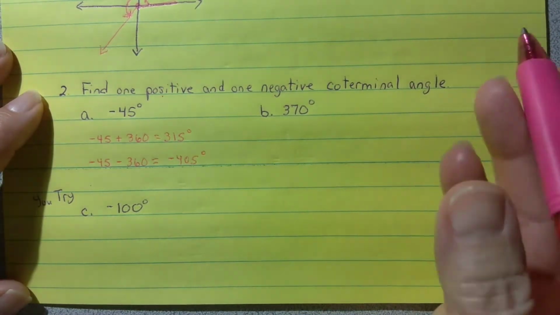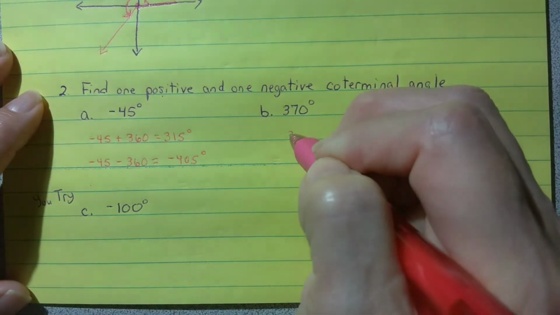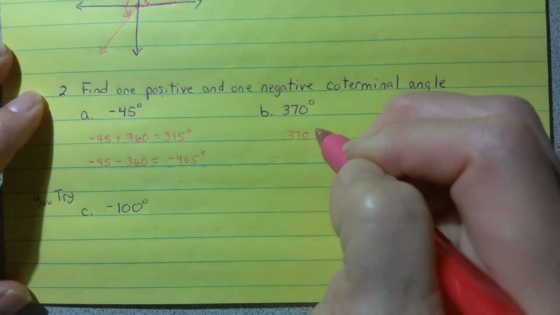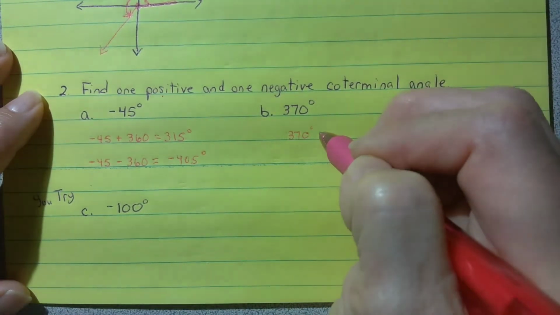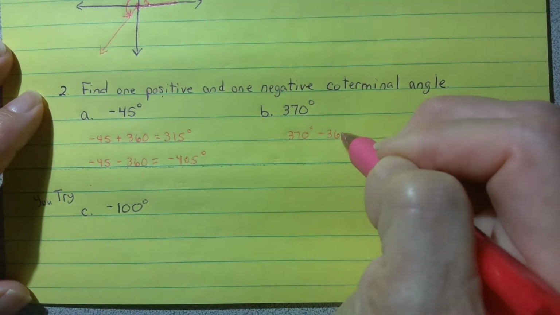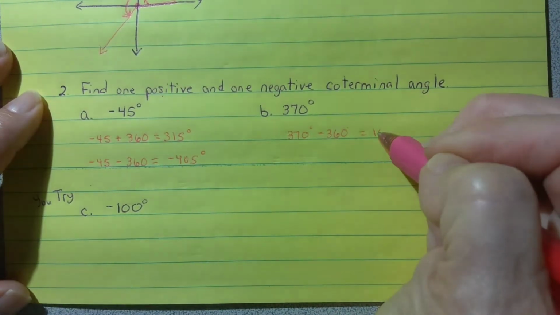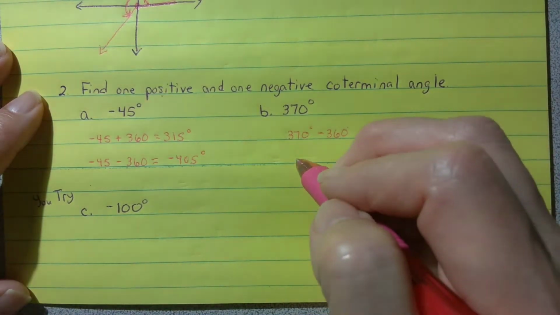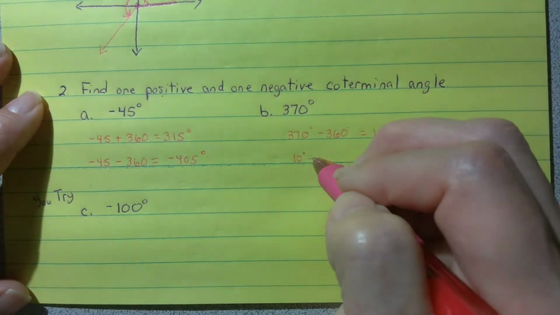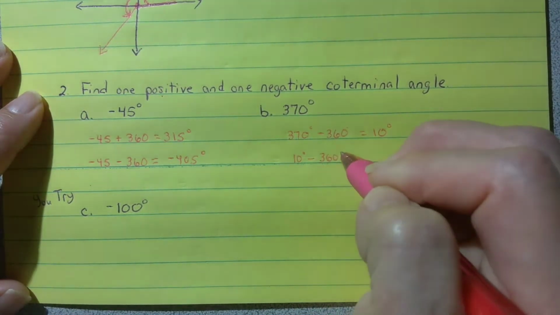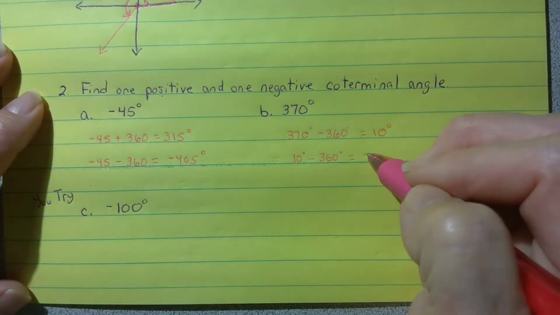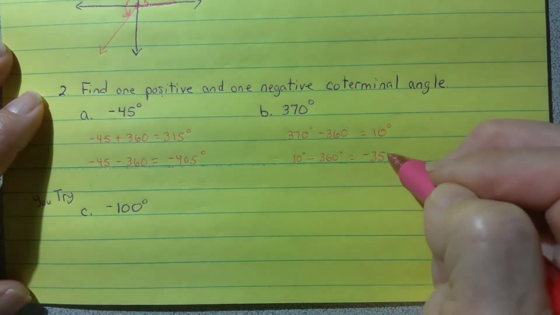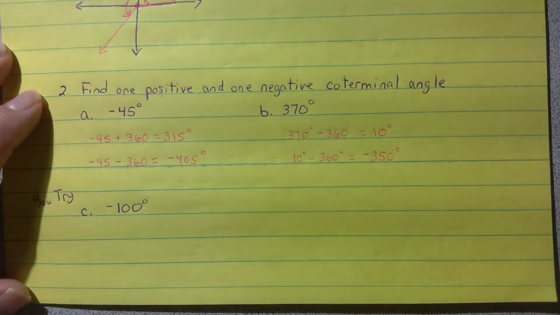Okay, we'll do another one, 370. Now please notice 370 is an awfully big number, which means if I subtract my 360 degrees from that, I get 10 degrees, which is positive. I don't have to keep going. I'm going to start with the 10 degrees, and I'm going to take 360 more to get another negative. And there we have negative 350 degrees.